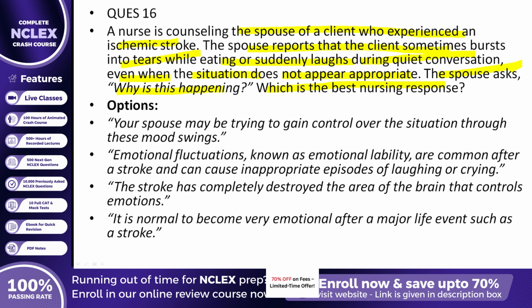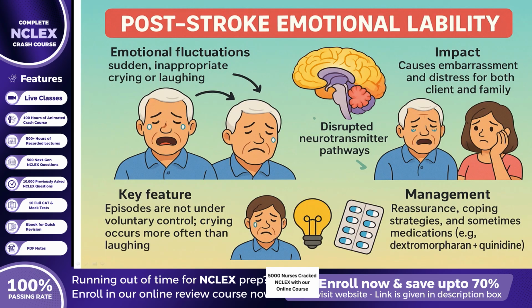The correct answer is Option 2. Emotional fluctuations, known as emotional lability, are common after a stroke and can cause inappropriate episodes of laughing or crying. Now, let us carefully examine the rationale. This is correct because the phenomenon being described is post-stroke emotional lability, also referred to as pseudobulbar affect, PBA.